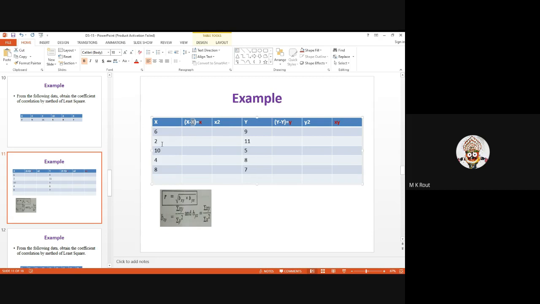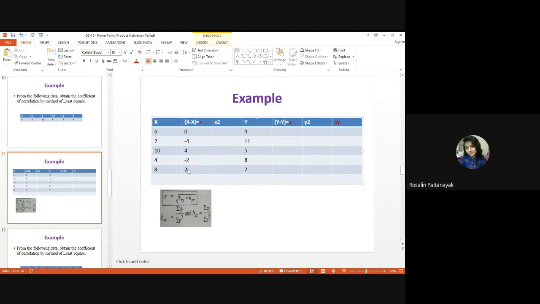So what is the value of mean x bar here? 6. 6 minus 6, what is the value? 0. Again, 2 minus 6 is minus 4. 10 minus 6, that is 4. 4 minus 6, that is minus 2. 8 minus 6, that is 2. Is it clear?